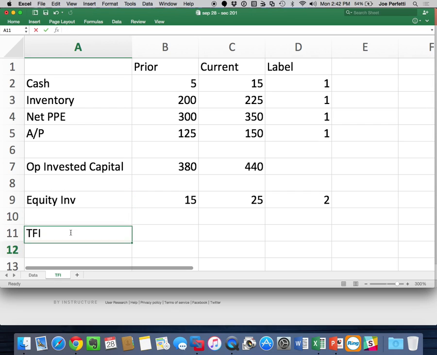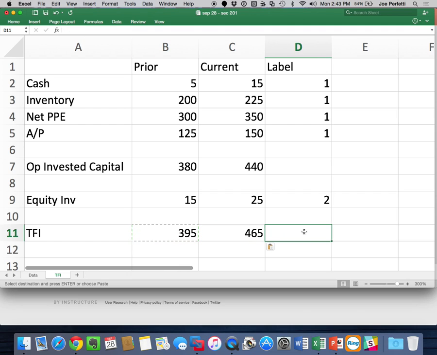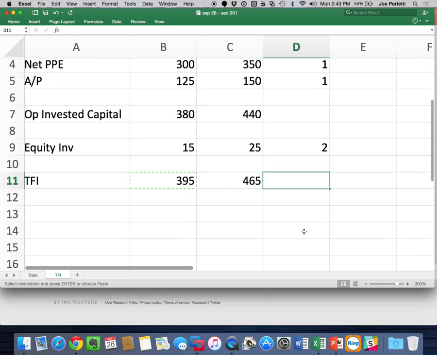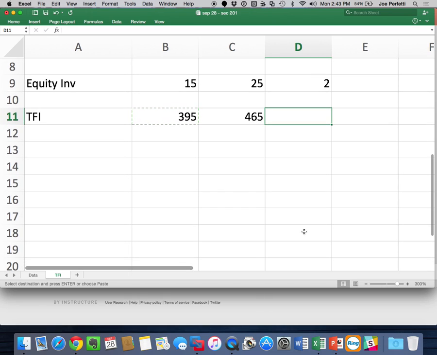TFI, total funds available to investors, is my operating plus my non-operating. So therefore, it's my invested capital plus my equity investments, 395 and 465. Got my 1s and my 2s. Now, this is what I mean by balancing statements. That has to equal the debt and equity financing.